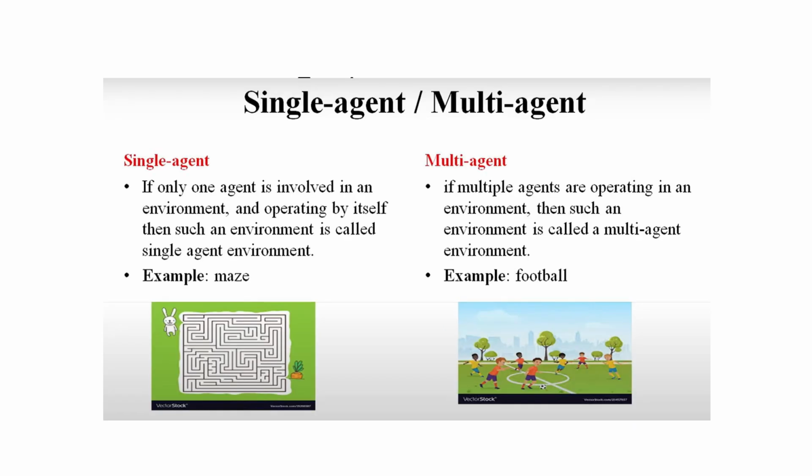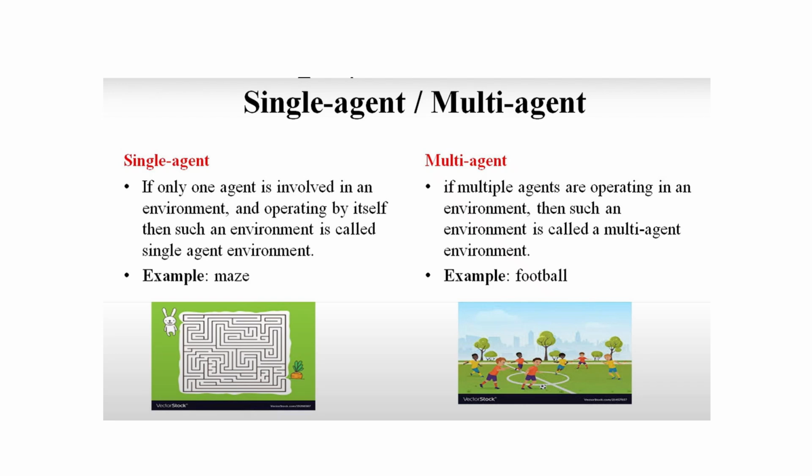Next, we move on to the single agent as well as the multi-agent environment. Single agent: if only one agent is involved in an environment and operating by itself, then such an environment is said to be a single agent environment. Only one agent operates in the environment. A good example is route planning. Another example is solving a Sudoku puzzle. And the main example is a maze and carrot.